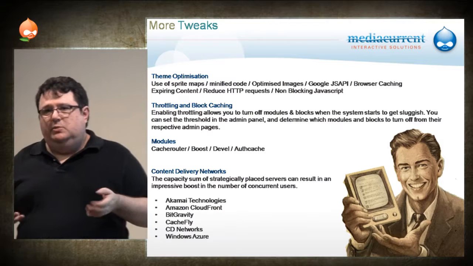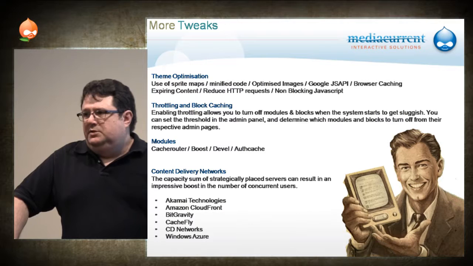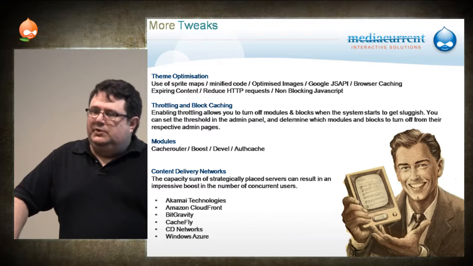The advantage of using a sprite map is that they tend to get cached very early on. So you end up retrieving one image instead of, say, 20 or 30 on your theme, and it gets cached in the browser, and then subsequent views pull from the browser cache, they don't necessarily pull it again from the website.